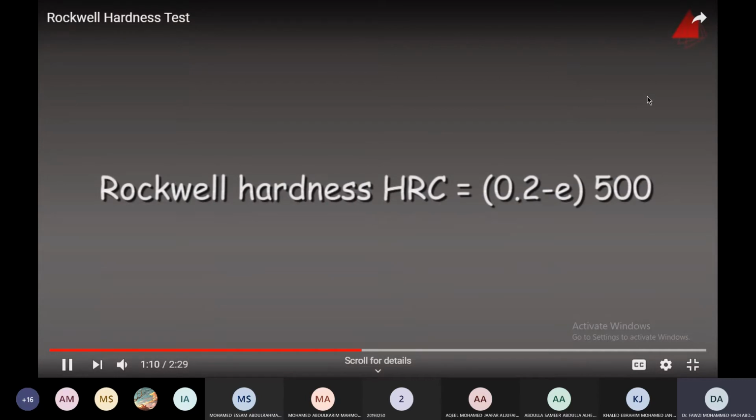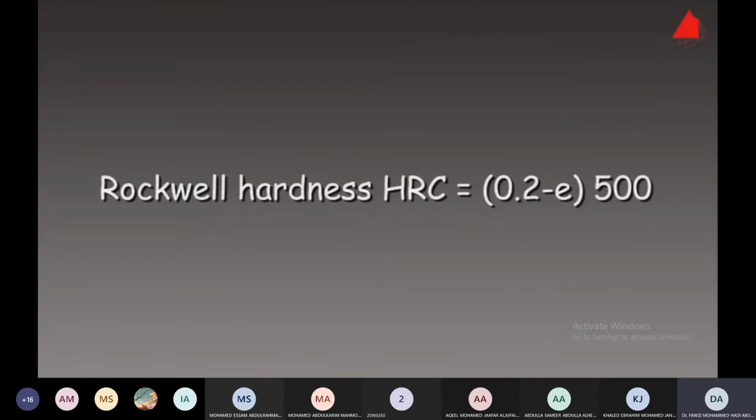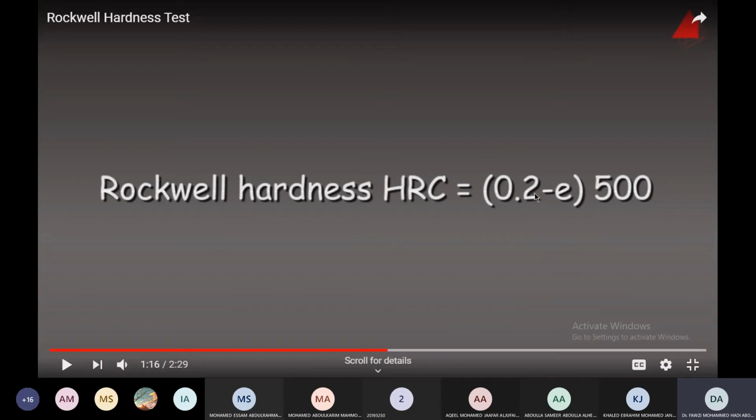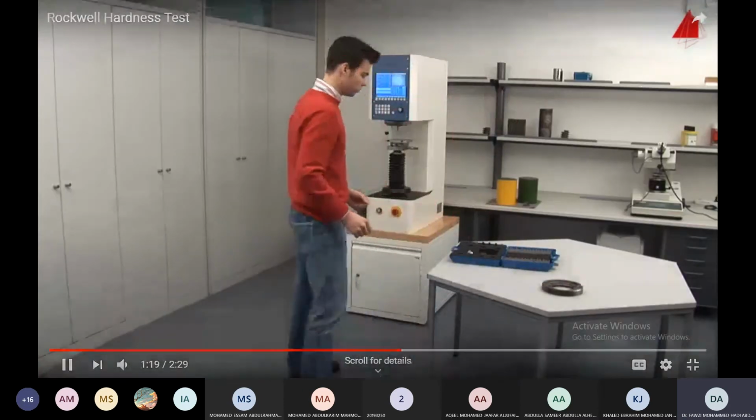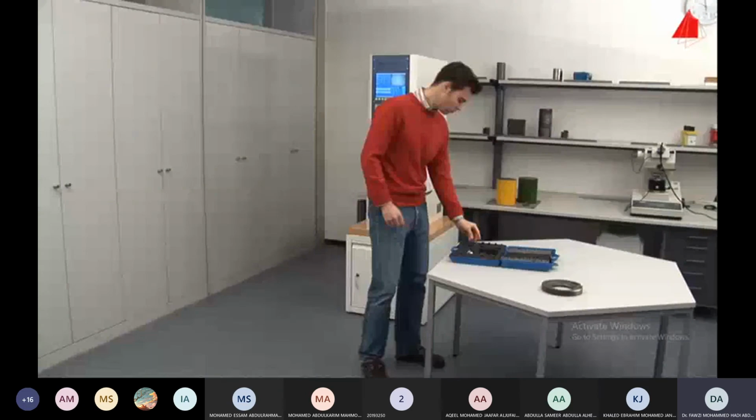Rockwell hardness HRC is equal to 0.2 minus permanent depth of indentation E in millimeters, times 500. And this formula is correct. You just need to manipulate that for the formulas that we have in the table. The previous one was not correct, and the next one which we will see is not either. Let's take a look at how the test is carried out in practice.